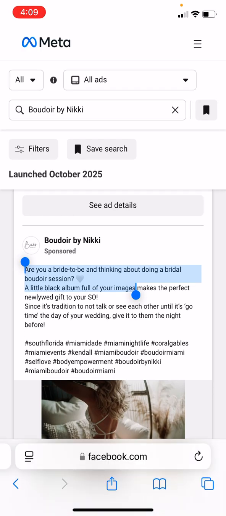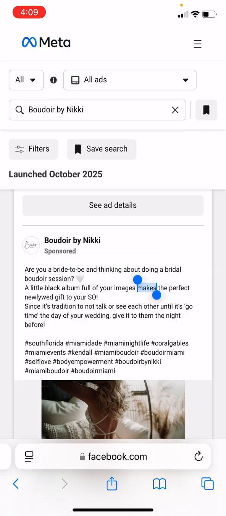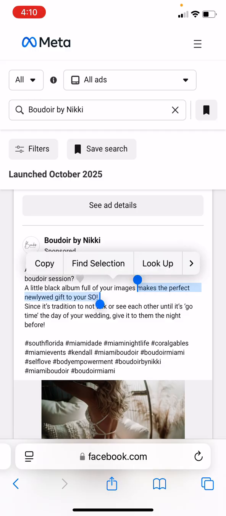Oh, here we go. "Makes the perfect newlywed gift to your significant other." That's a positive, but it's after the see more. Nobody sees it until they click see more. And guess what? Your people clicking on the see more, it's probably like 3 or 4 out of 100. So if you had moved this up to the see more headline, aka before the see more, 100 out of 100 would see it, but because it's after, only 3 or 4 out of 100 are seeing it.